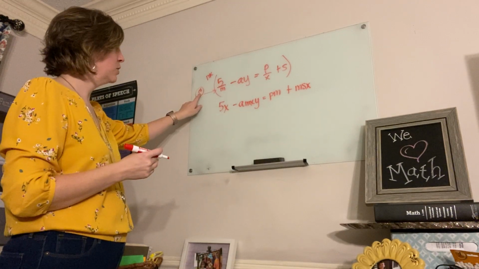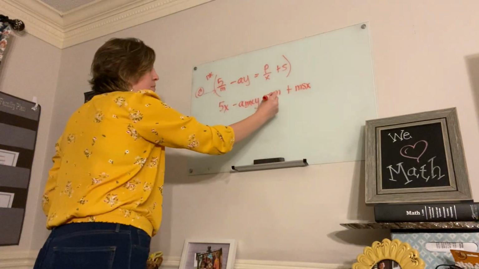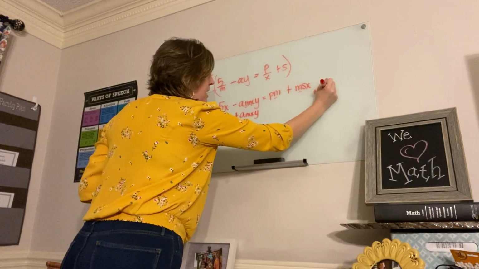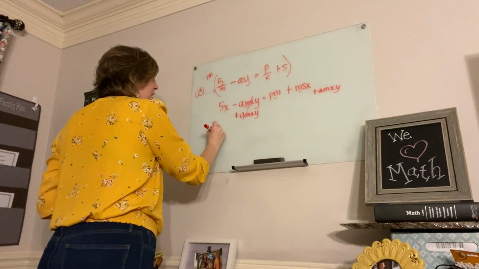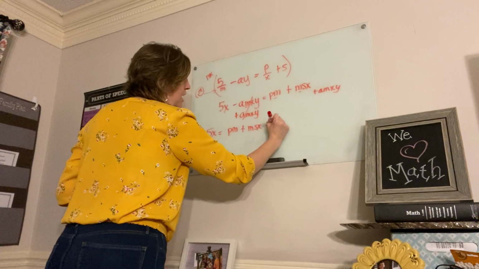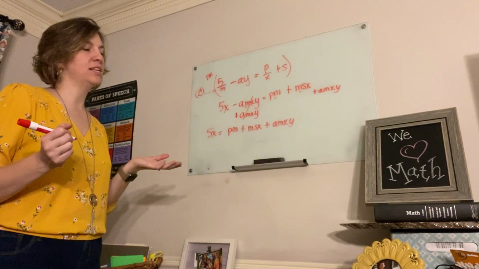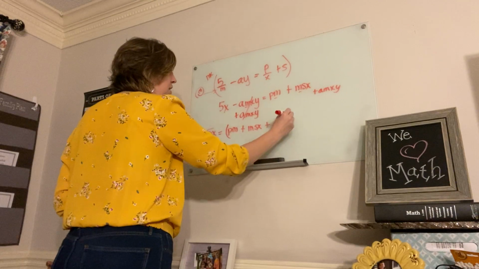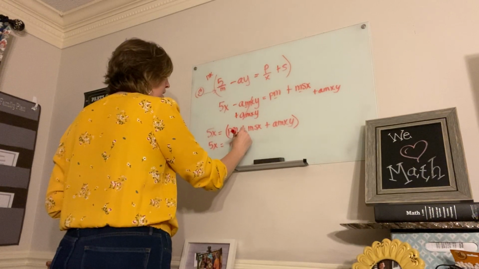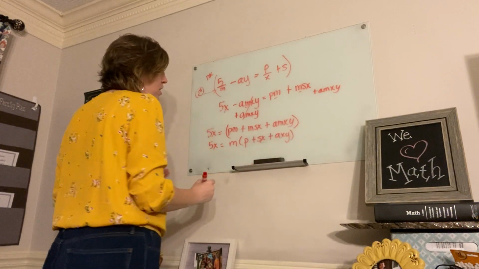Now it asks us to solve for m, so what I need to do is get everything that has m on one side. M, and then this also has an m. So notice all my m's. So I'm going to go ahead and add amxy to both sides. So that leaves me with 5x equals pm plus msx plus amxy. Now, I've got all my m's on one side and everything else that doesn't have an m on the other. So what do I need to do? I need to take out the m. So if I take out the m, that would give me 5x equals m times p plus sx plus axy.